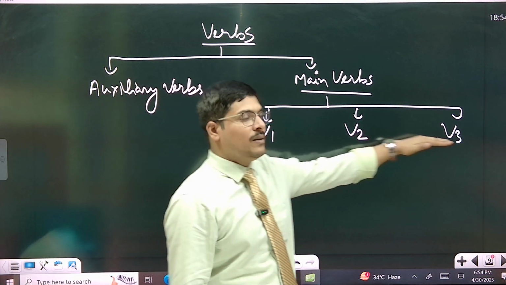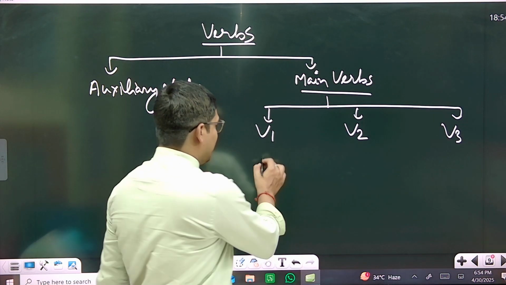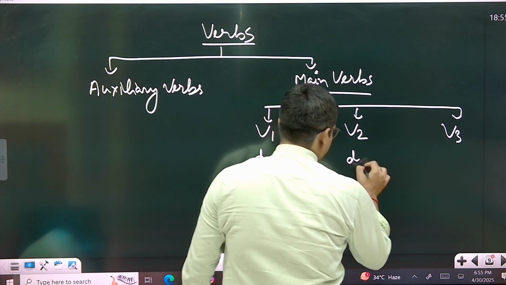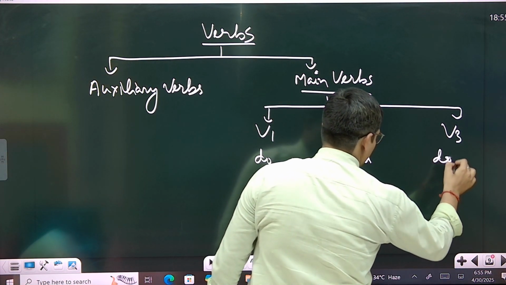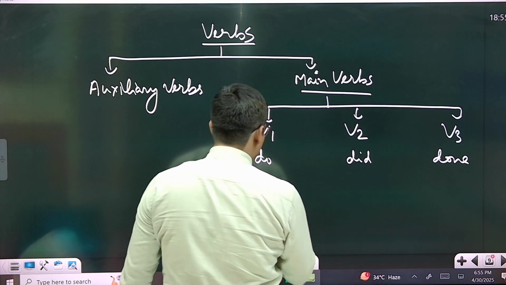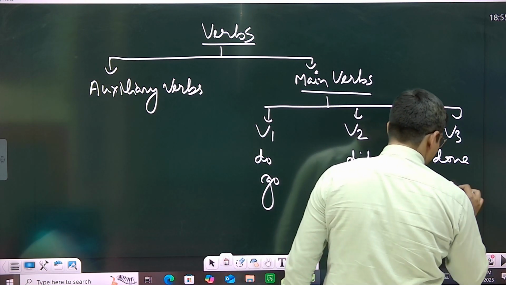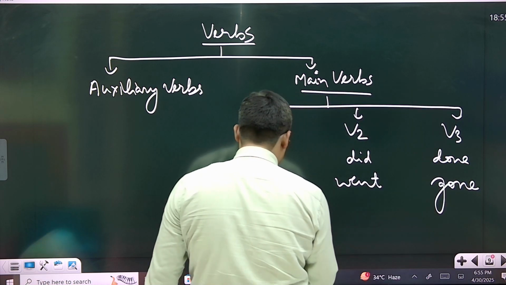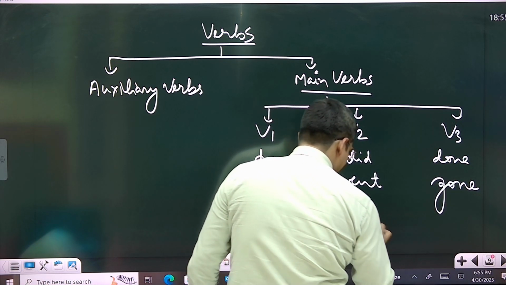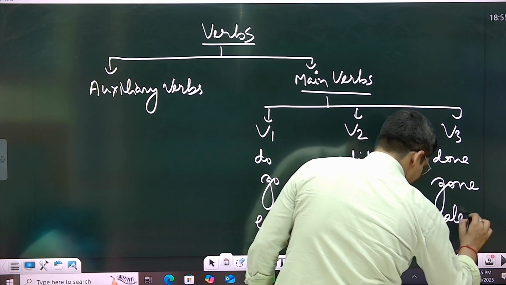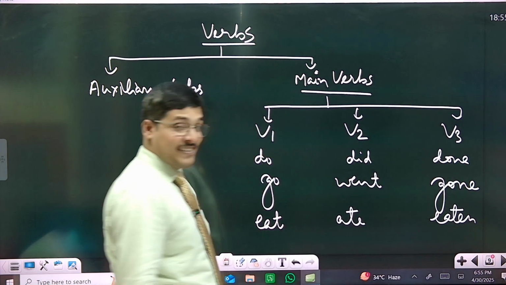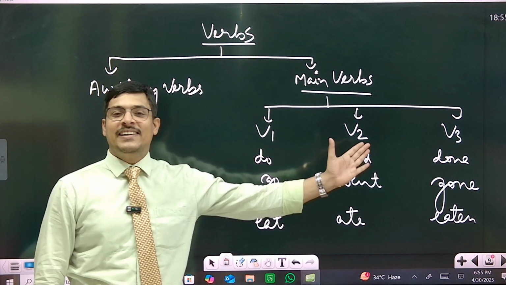Present, past, and past participle. For example, do, did, done. Go, went, gone. Eat, ate, eaten, etc. So many verbs are there.